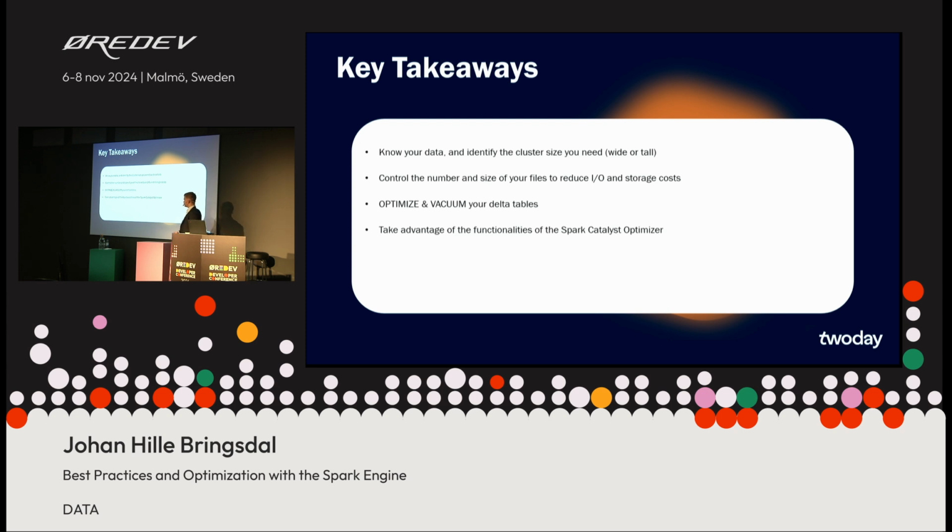You want to be able to control the number of files and reduce the I/O in your table as much as possible by using optimize and vacuum for your Delta tables. And then you want to take advantage of all the functionalities that the Spark Catalyst Optimizer is applying for you whenever you're running your queries using Spark. And in that way, you can performance tune a lot when you're especially using very large tables where performance can be a real big issue.